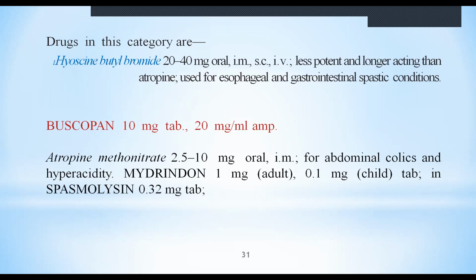And atropine methonitrate, the dose is 2.5 to 10 milligram oral, especially in case of severe abdominal pain, abdominal colic and hyperacidity. Many of these tablets are also available as oral preparations.